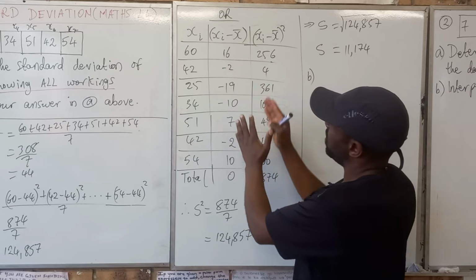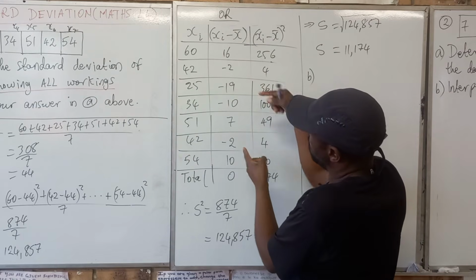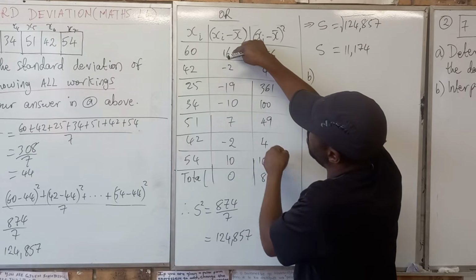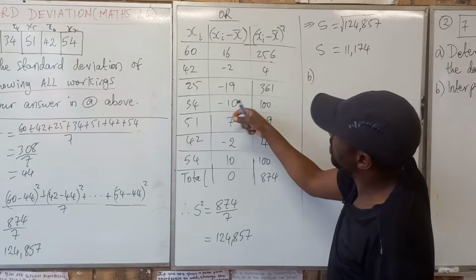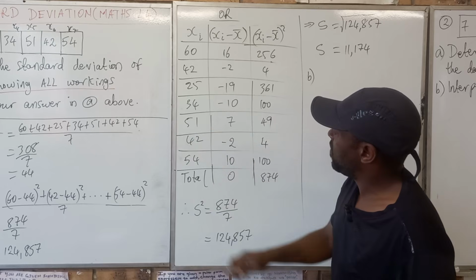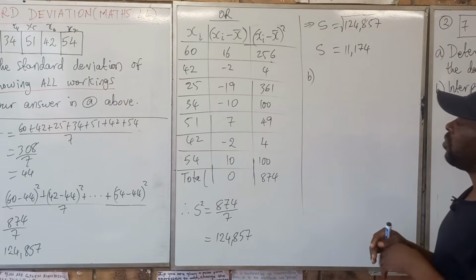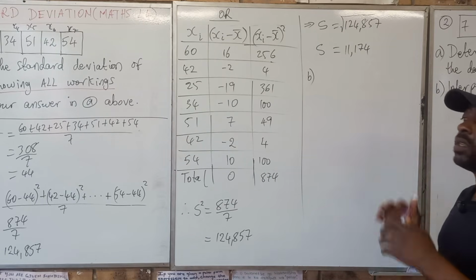If the difference between the data point and the mean is between -3 and 3, it shows those who are close. Only one is close, which is the 42. The rest are big numbers. This is 16 units to the right, 19 to the left, so it shows that 60, 25, 34, 51, and 54 are far from the mean. So when most of your data points are far from the mean, the standard deviation is large. If they are close to the mean, the standard deviation is small.